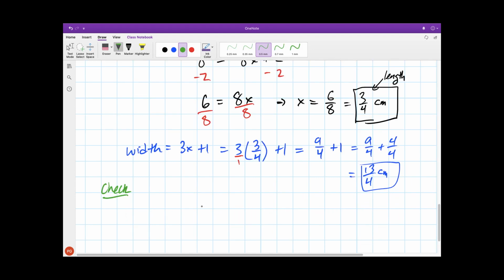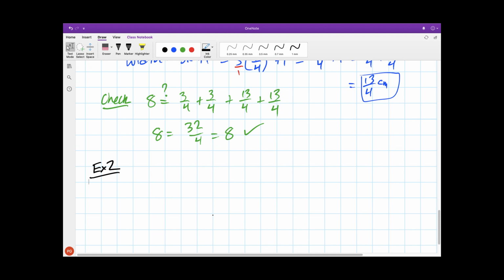This question isn't too hard to check. We know that the perimeter should be 8, so if we add 2 copies of each side, we should get 8. Since they all have a denominator of 4, it's not too hard to add them together. We add 3 plus 3 plus 13 plus 13 and get 32 over 4, which reduces to exactly 8, and we know we got the question right.